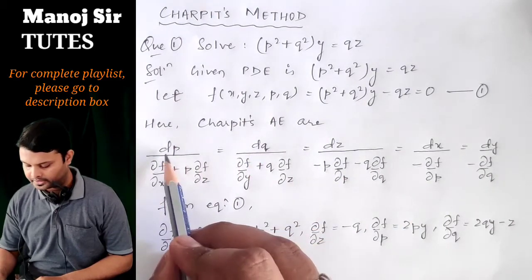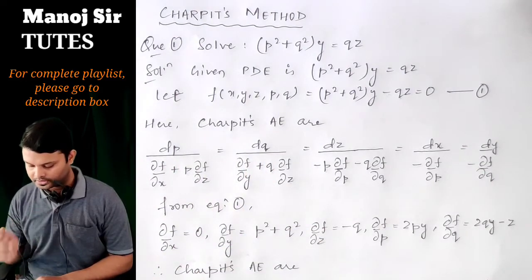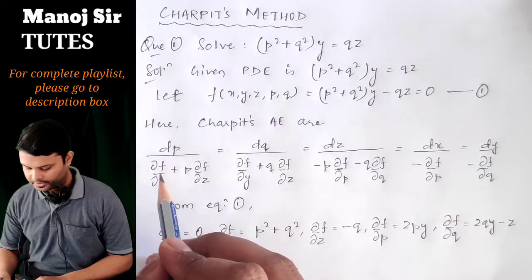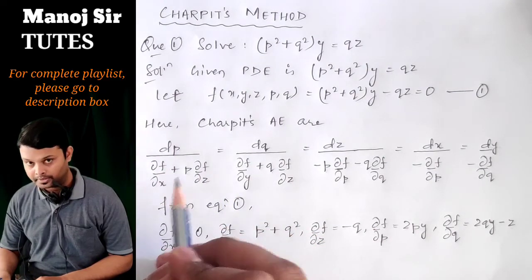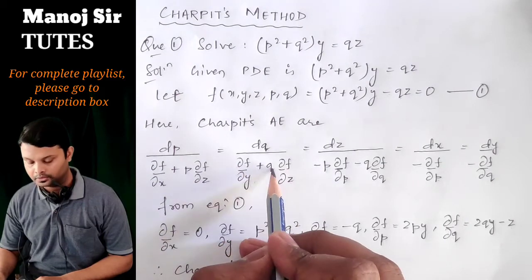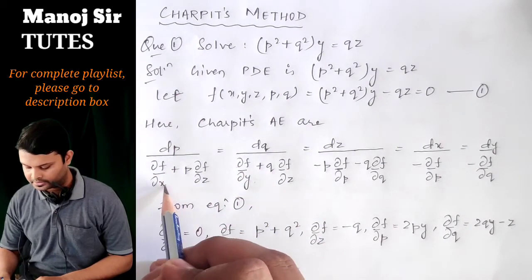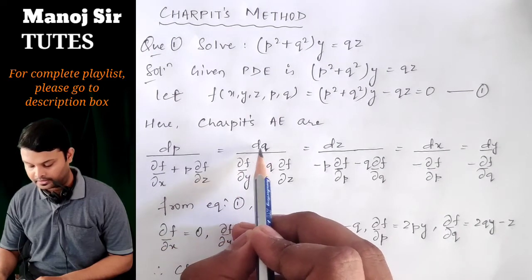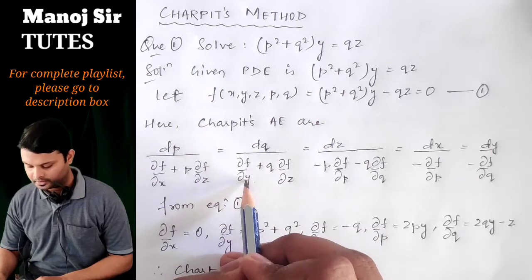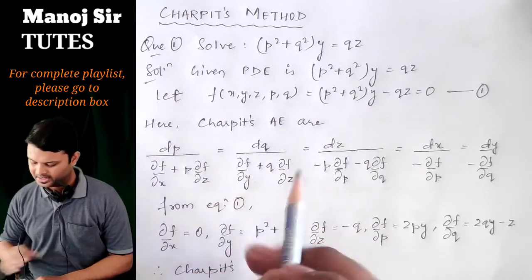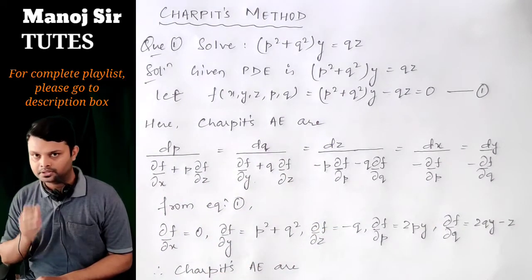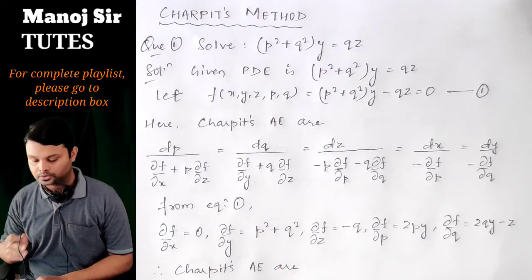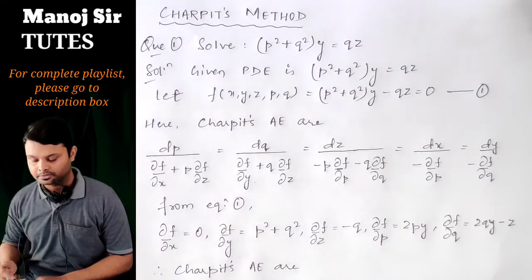Now coming to the dp and dq part, the fractions containing dp and dq. Here we have del f upon del x with p, and del f upon del y with q. So del f upon del x plus p into del f upon del z, and with dq we have del f upon del y plus q into del f upon del z. By any means you need to remember this Charpit's auxiliary equation. From this only you will be able to solve problems based on Charpit's method.